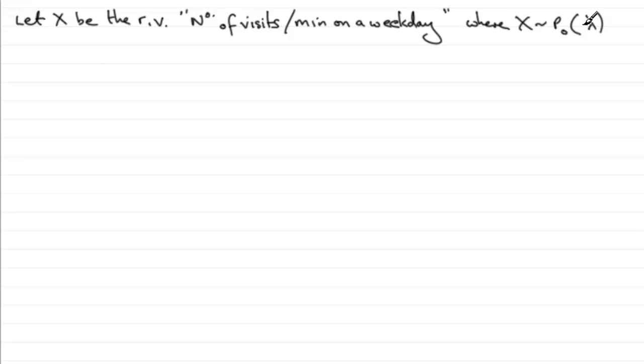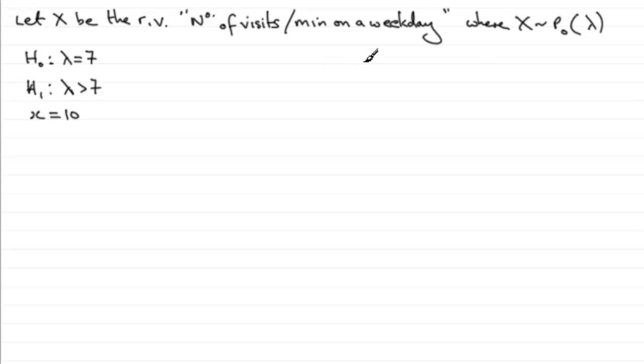Now we're going to be testing what lambda is. They say that the mean rate is 7 per minute. So my null hypothesis is going to be that lambda equals 7. Now we've observed on a particular Saturday, let's just call that x for the observed value, that there are 10 visits. So what does this seem to suggest? Well, it seems to suggest that lambda is greater than 7. So that's our alternative hypothesis, H1, that is lambda is greater than 7.